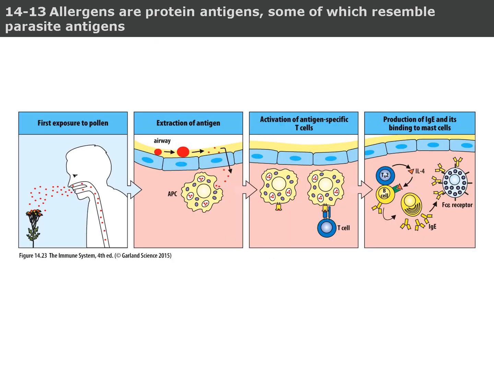This diagram illustrates the process of allergic sensitization. During the first exposure to pollen, allergens are inhaled into the airway. Antigen-presenting cells extract and process the antigen. These cells then activate antigen-specific T cells. Activated T helper 2 cells stimulate B cells to produce immunoglobulin E, which binds to Fc receptors on mast cells, priming them for future allergic reactions.